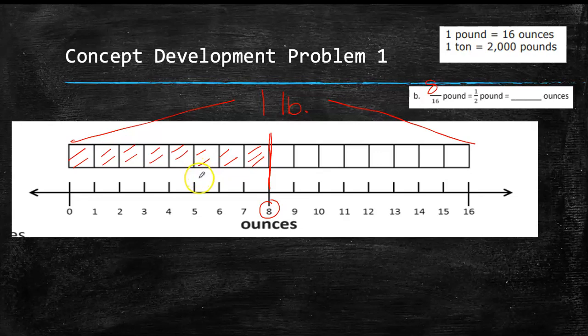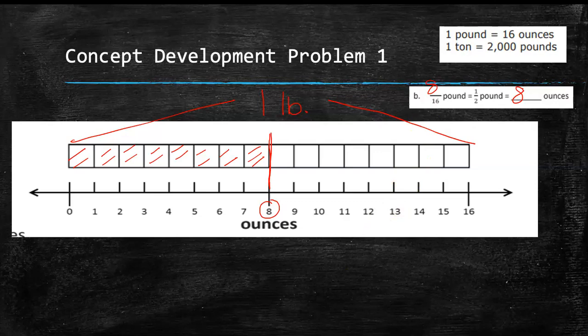Now I want to talk in ounces. How many ounces is that? Of course, it's 8. So right here we see 8/16 pound equals 1/2 pound, which happens to be an equivalent fraction. That means it's got 2 names. We can say it's 8/16 or we could say it's 1/2, but it's going to be the same amount. And now we can also say it's 8 ounces because we changed it to a smaller unit.